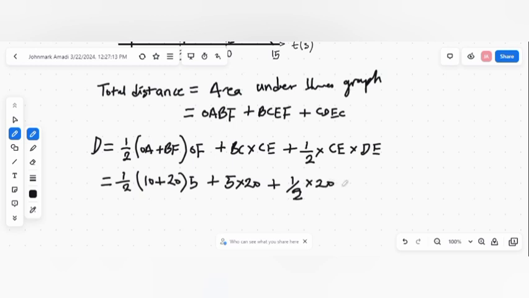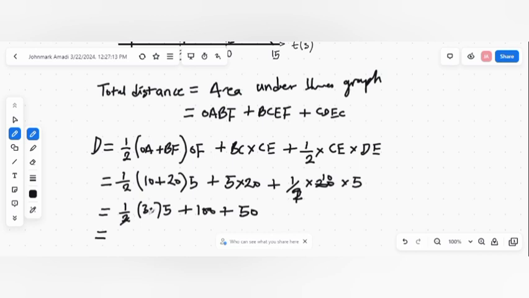Times 20 times 5. So let's do our calculation now. This is 1 over 2, 20 plus that is 30, times 5, plus 25 times 20 is 100, plus these 2 here will cancel this 20, 10 times. So 10 times 5 is 50.